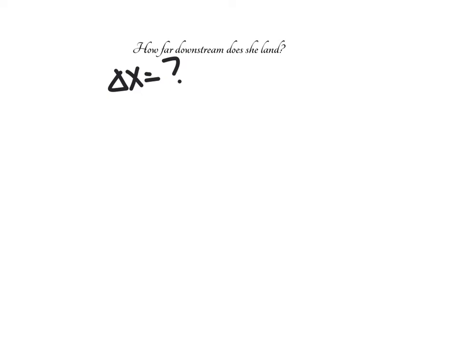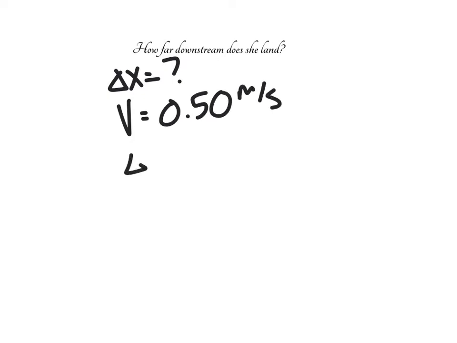For this question, which says how far downstream does she land, now we are looking for a displacement. We look at the velocity that is pointed down the stream, which is the one talking about the water flowing at 0.5 meters per second. We know that it took 10.6 seconds for her to get to the other side, so that's when she will land. And then again, our acceleration is 0.